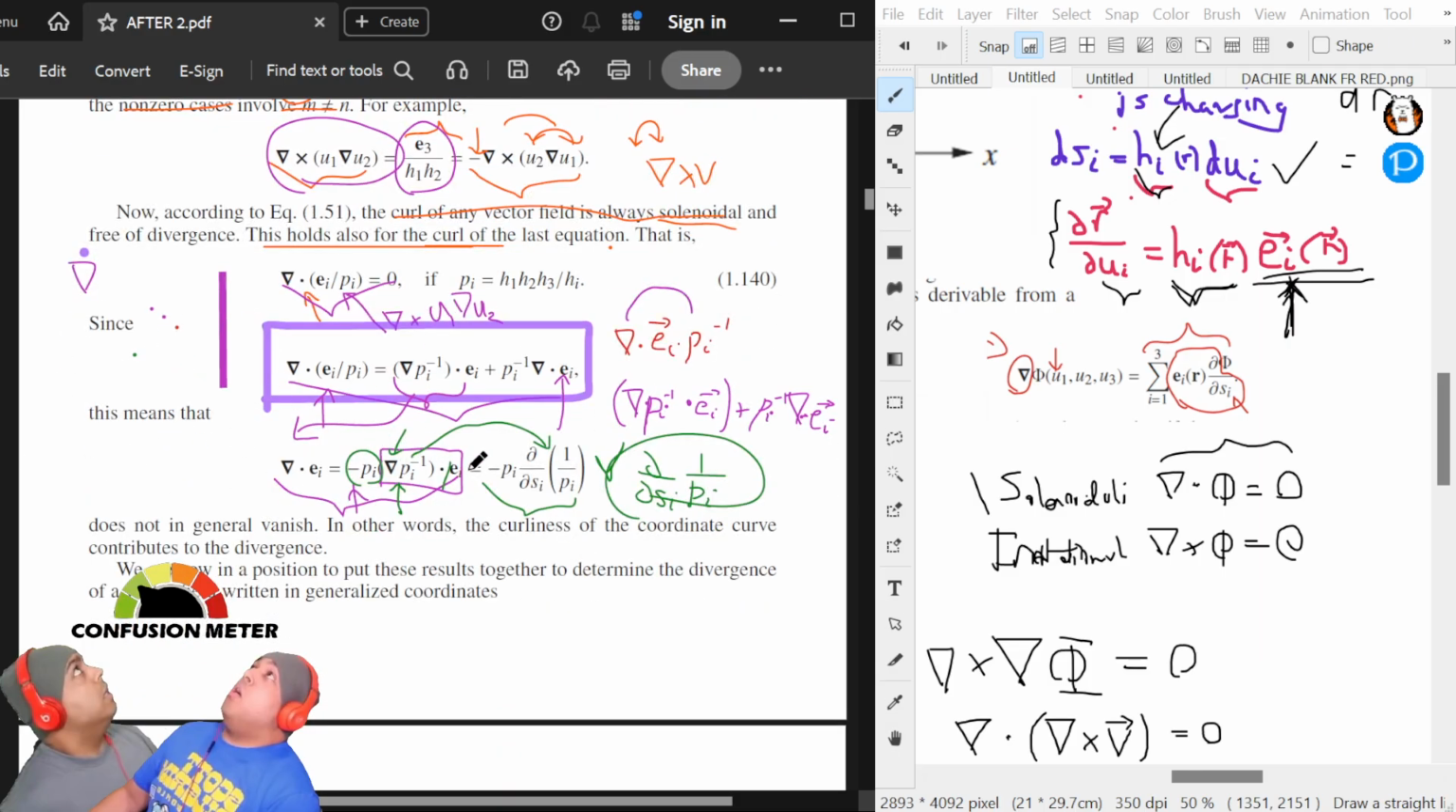This means that, since this equals this, the divergence of the coordinate does not in general vanish. In other words, the curliness of the coordinate curve contributes to the divergence. Apparently this thing here is the coordinate curve, and the curliness contributes to the divergence.